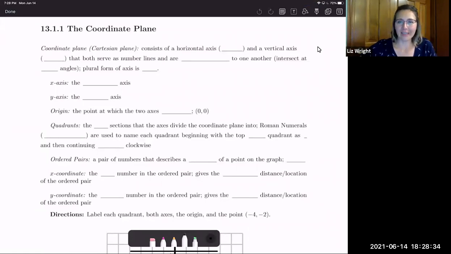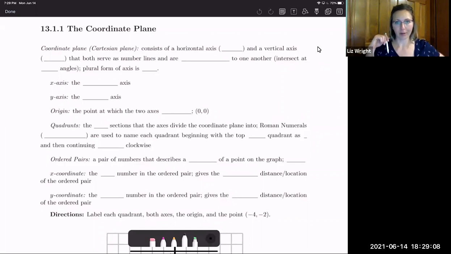Hi everybody, in this video we are going to be talking about unit 13.1.1, which is the coordinate plane. The coordinate plane can also be called the Cartesian plane, because there was a mathematician, Descartes, who helped develop our coordinate plane. Again, our coordinate plane is really just a plane where we are graphing two dimensions. So we're graphing the x-axis and our y-axis.